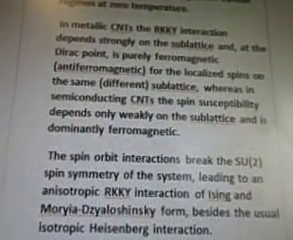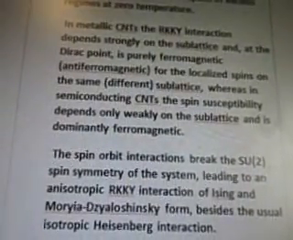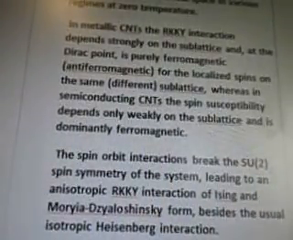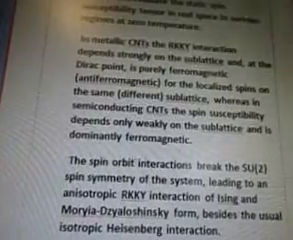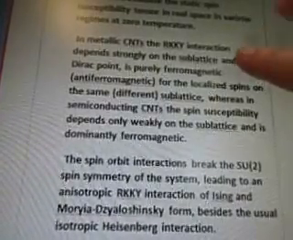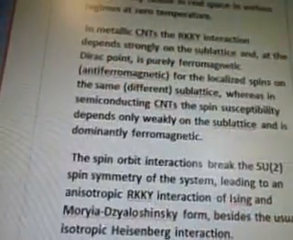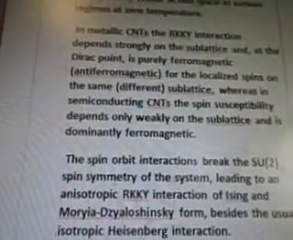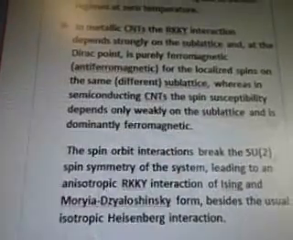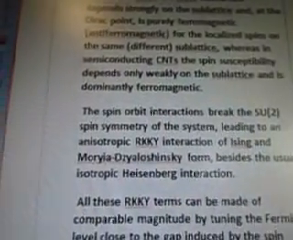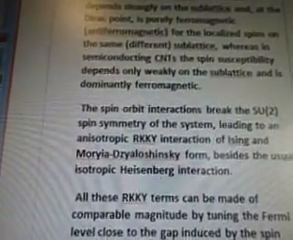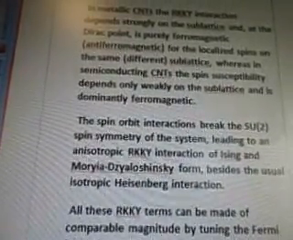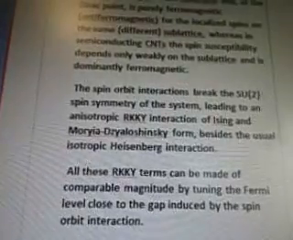In metallic CNTs, the RKKY interaction depends strongly on the sublattice and at the Dirac point. Again, remember all those graphs that we saw about 3 videos ago? It was talking about sublattice and Dirac point. So these keywords just keep coming up, okay? And it's purely ferromagnetic. This has come up before. Antiferromagnetic, we got that before too, for the localized spins on the same or different sublattice. Whereas in semiconducting CNTs, the spin susceptibility depends only weakly on the sublattice and is dominantly ferromagnetic.